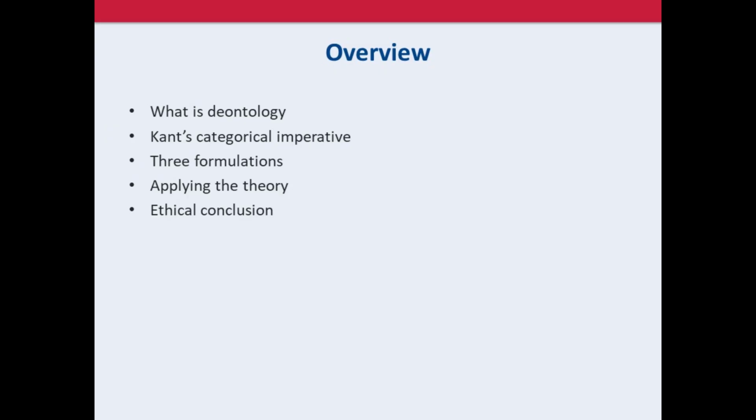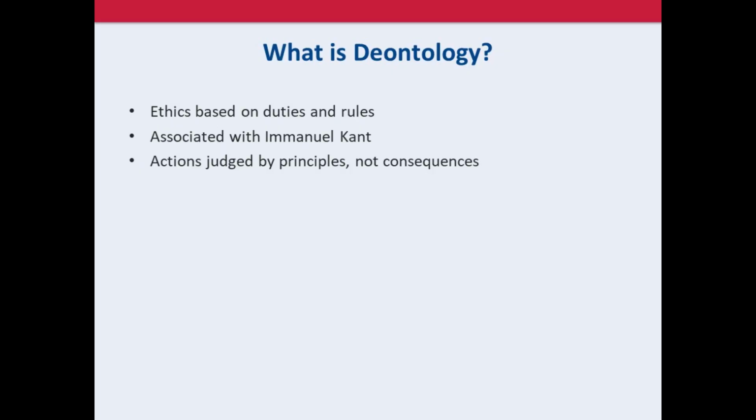First, I will briefly explain what deontology is and how Kant understands morality. Then I will introduce Kant's categorical imperative and the three formulations he used to explain it. Finally, I will apply these principles to the supermarket scenario and explain why Kant would consider cutting in line morally unacceptable.